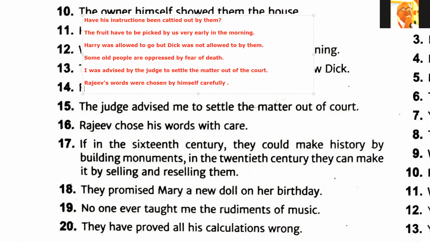20th century means between 1900 and 2000, people make history by selling and reselling the same buildings, because they make a lot of money by buying old buildings and reselling them. There are some people who are into this kind of business. They buy very old buildings, they refurbish them, and then sell them again at a good price. This is the meaning of the sentence.